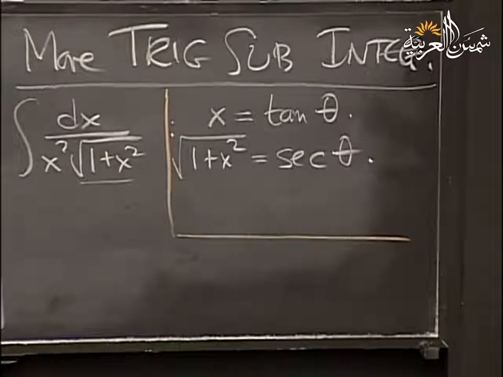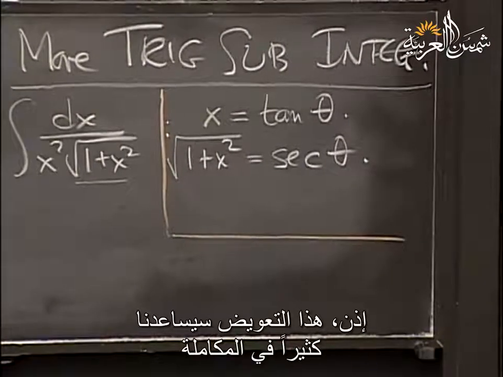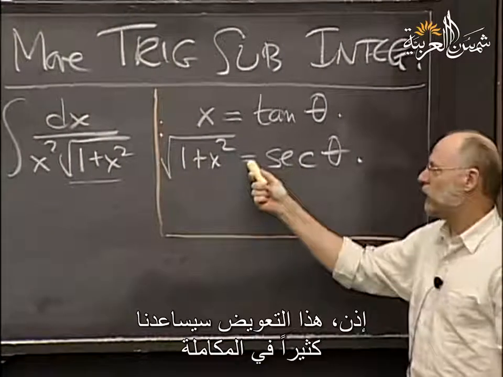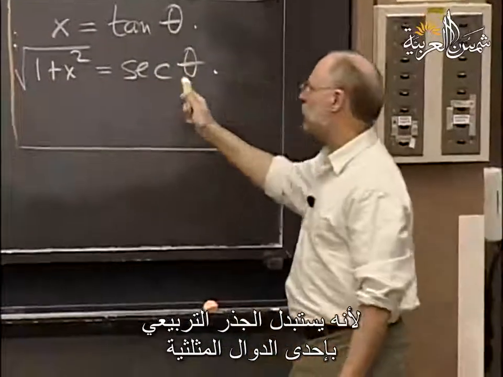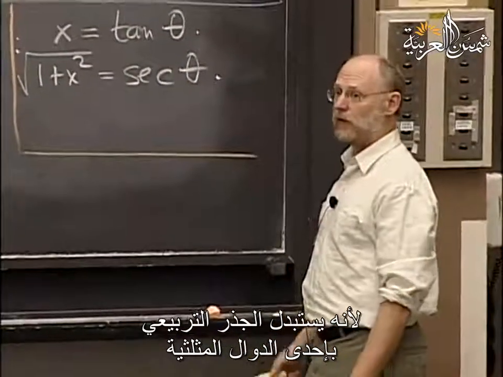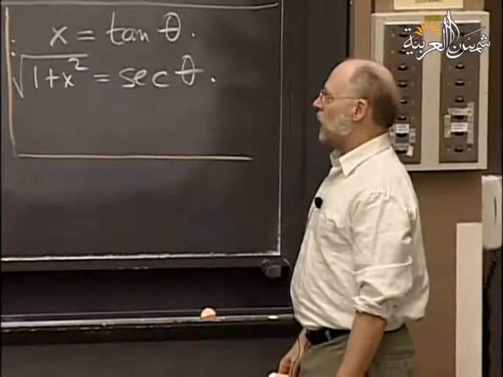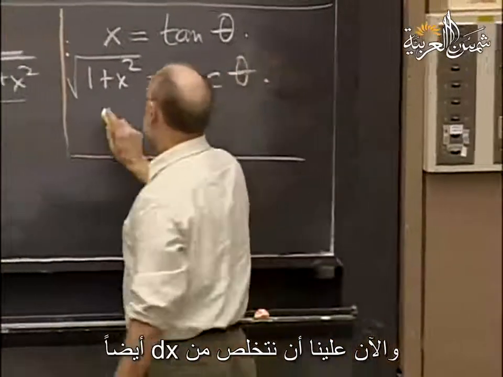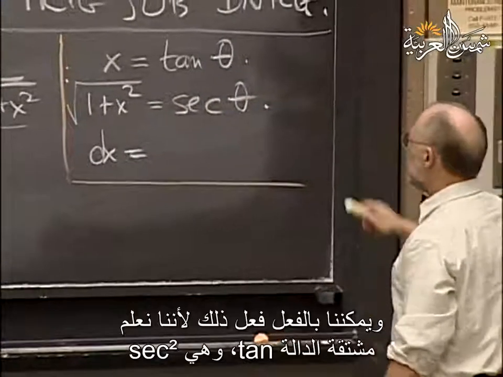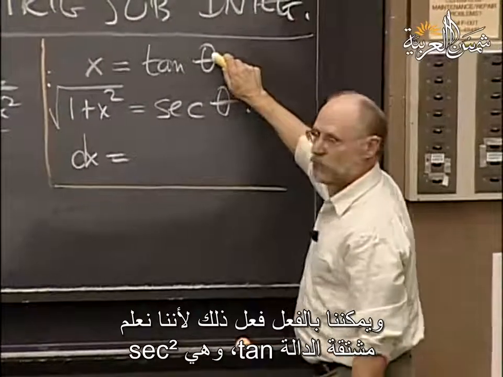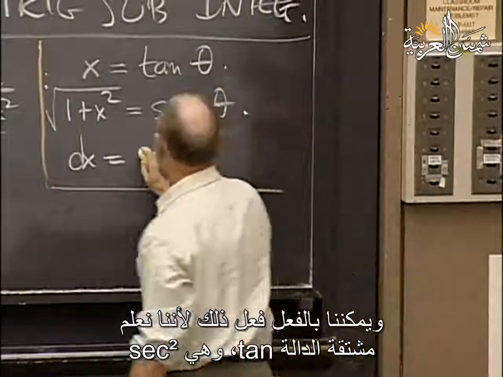Right? So that's the reason this identity is going to help us, because this substitution gets rid of the square root and replaces it by some other trig function. I'd better be able to get rid of the dx too. That's part of the substitution process. But we can do that because I know what the derivative of the tangent is. It's secant squared.